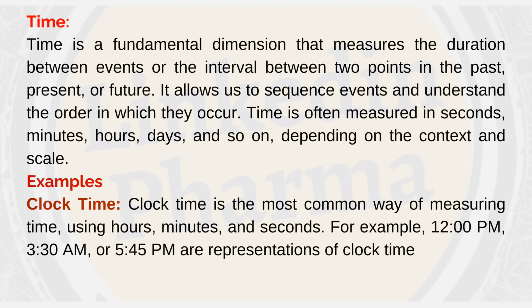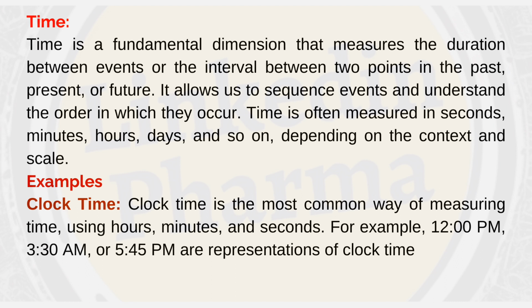Time. Time is a fundamental dimension that measures the duration between events or the interval between 2 points in the past, present, or future. It allows us to sequence events and understand the order in which they occur. Time is often measured in seconds, minutes, hours, days, and so on, depending on the context and scale.